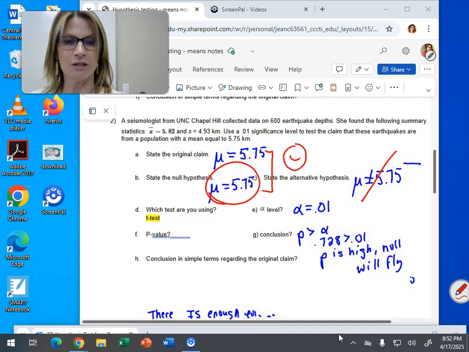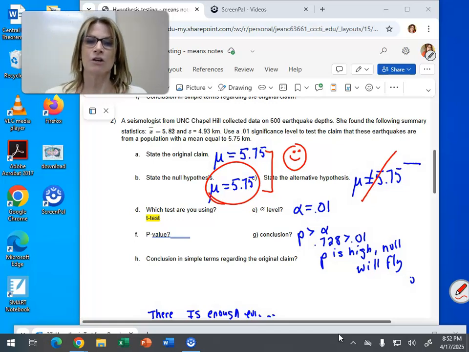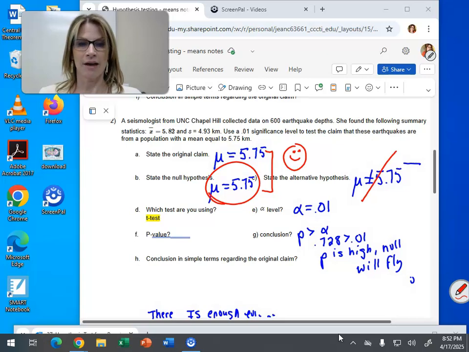And they do match. So again, we can say there is enough evidence to support the claim that these earthquakes come from a population with a mean equal to 5.75 kilometers. And you'll notice that it did not matter if the claim was the null or if the claim was the alternative. You can still get enough evidence to support your claim whether P is high or whether P is low. It did not matter. What matters is if what you have left matches your claim.